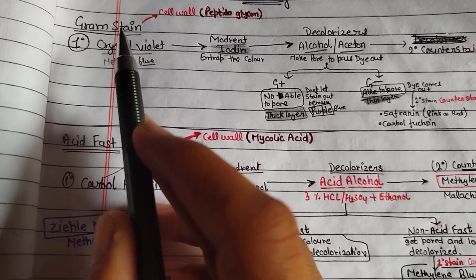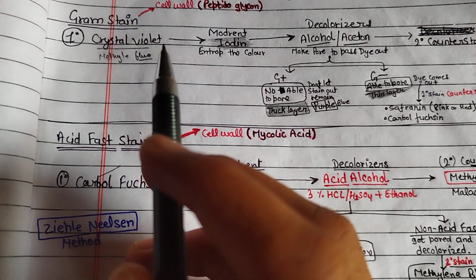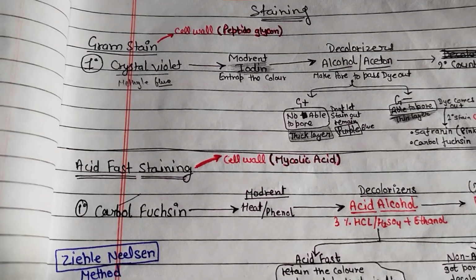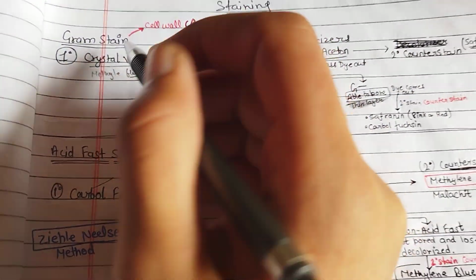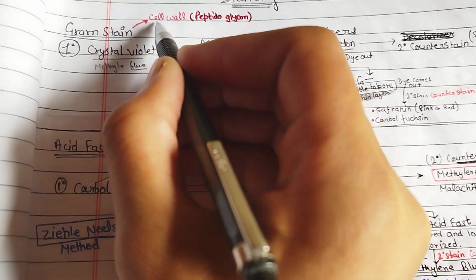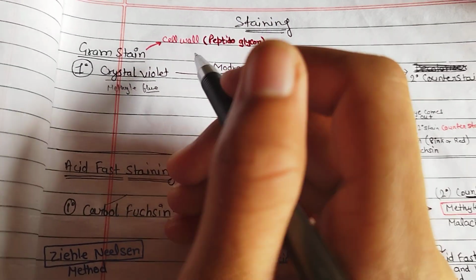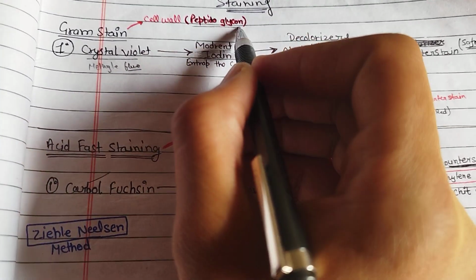Gram staining is a method in which we identify gram positive and gram negative bacteria. So what is the principle of it? It stains the cell wall, right? It will stain the cell wall of the bacteria, which is composed of peptidoglycan, right? Peptidoglycan. All right.